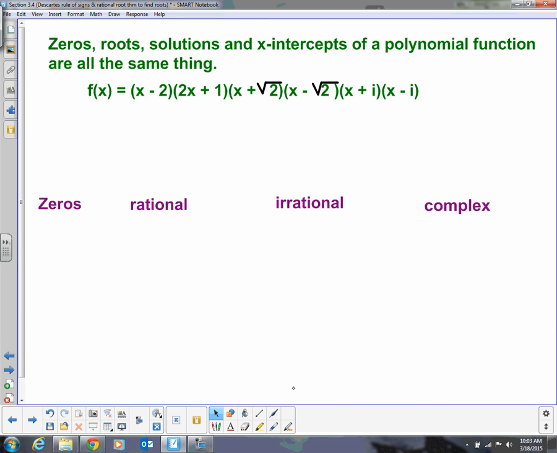Now, zeros. I think this is the test where I have used every single one of these words. I may ask you to find the zeros on one question, the roots on the next question, the solutions on the fourth, and the x-intercepts on the fifth. They are all the what? Same thing.